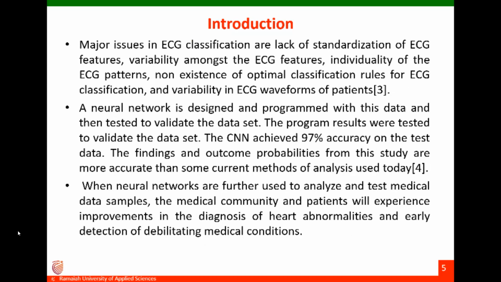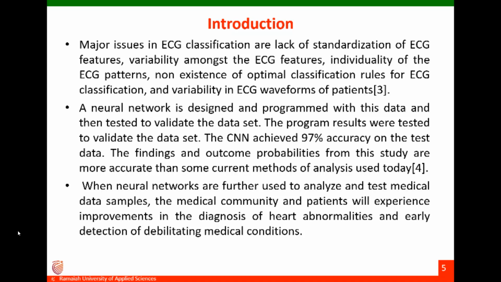We are still using automated systems in our medical system, but the issue is there is still human involvement in between, and there are still people working in between to make the system better. So involvement of humans may cause errors. To avoid the errors, we are trying to propose a system that is completely automatic from the smallest process to the biggest classification. The neural network here is designed in the program with the data and then tested to validate the data set. The program results were tested to validate the data set, and the CNN model which is used here has achieved a good accuracy of 97% on the test data.